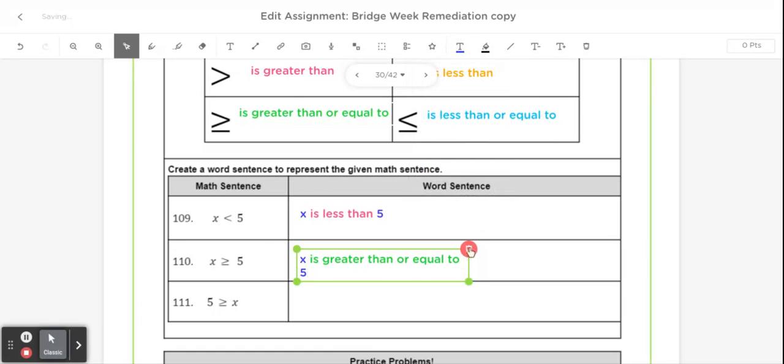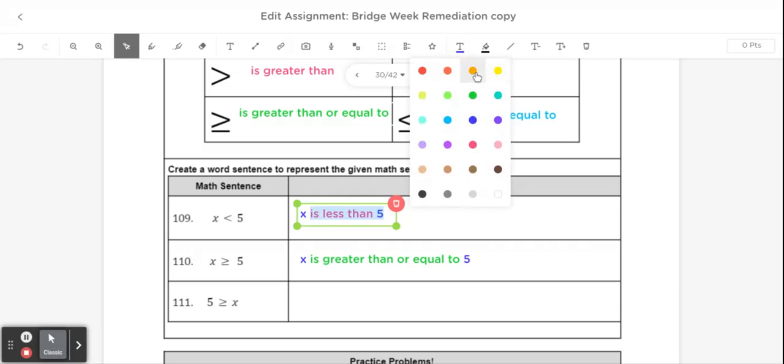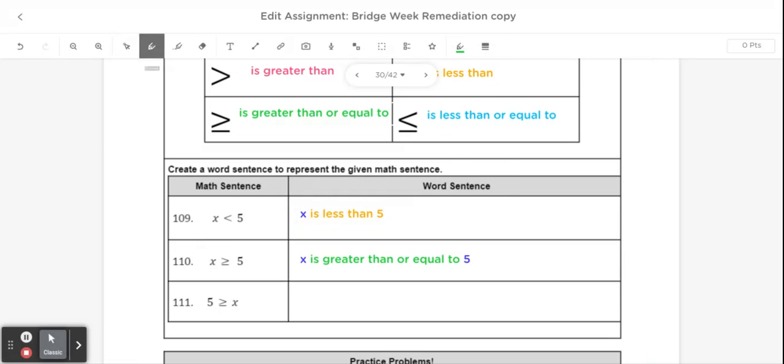The only really tricky problem here is the last one. And the reason that the last one's a little bit tricky is that the order of the math sentence does not correspond to what we normally like. We like the X to be first. So before we start translating here, what I would recommend is that you actually flip this math sentence around.